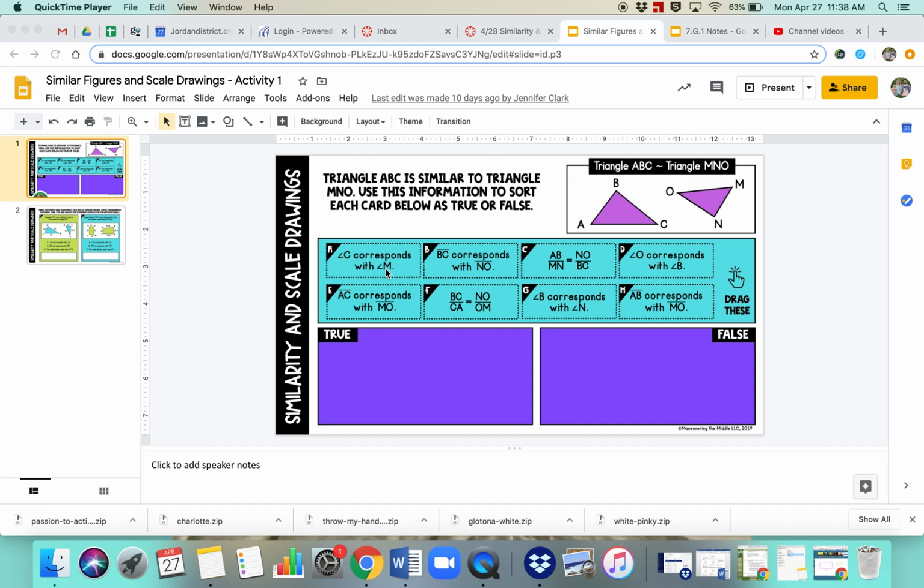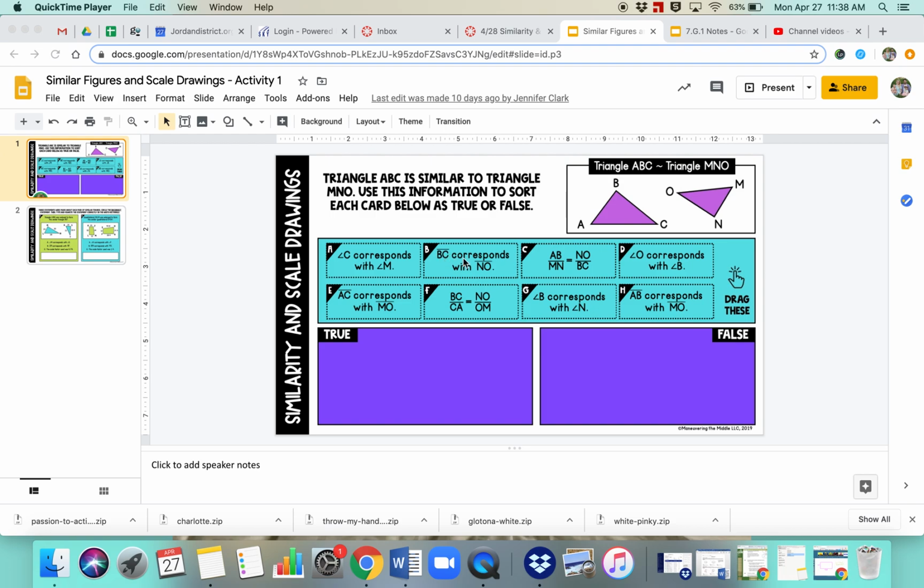In this case, C does not line up with M. M is the first letter in this triangle, and C is the last letter in this triangle. We also know that because if we were to flip this triangle, N would be on top, and C would correspond with O because O would be on this side. So C with M is a big fat no.